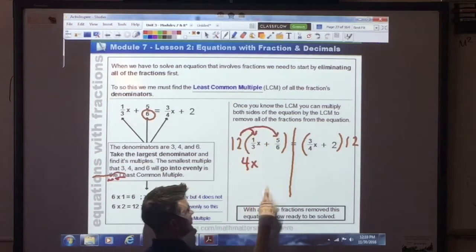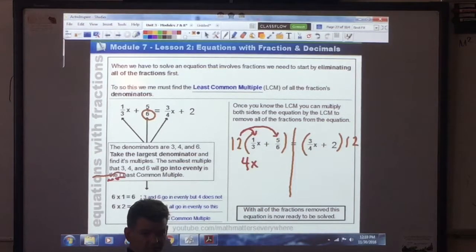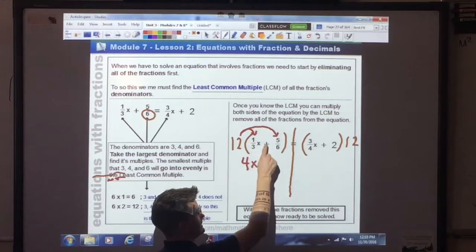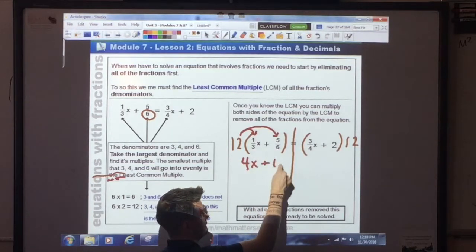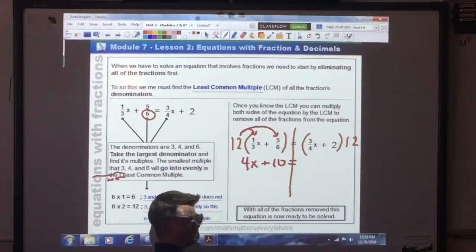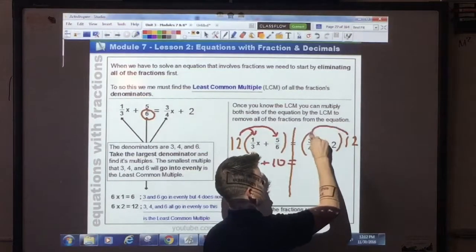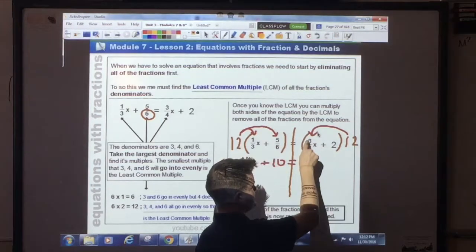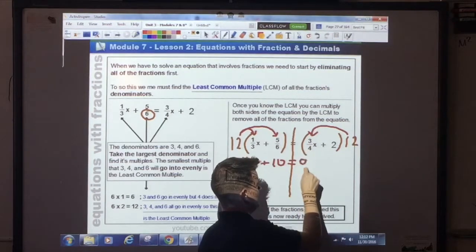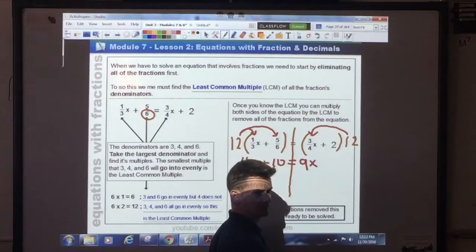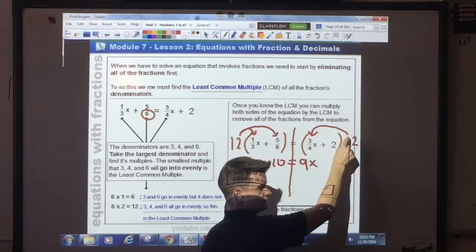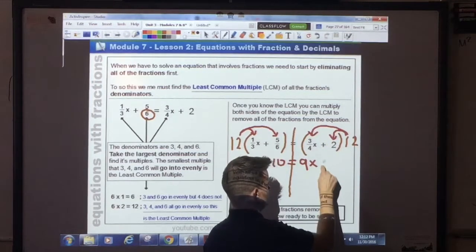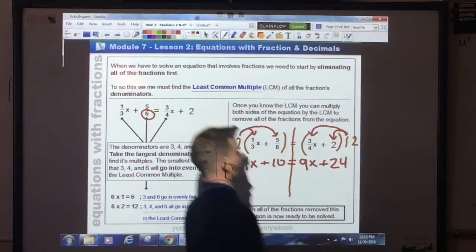Then we take care of the next one. What's 12 times 5? 60. 60 divided by 6 is 10. That's a positive sign there, so it becomes plus 10. 2 of those fractions are gone. Next side. So I do 12 times 3. What's 12 times 3? 36. And what is 36 divided by 4? 9. So I get 9. I bring down the x. Then the last term, I do 12 times 2. That one's simple. What's 12 times 2? 24. Did I get rid of all the fractions?